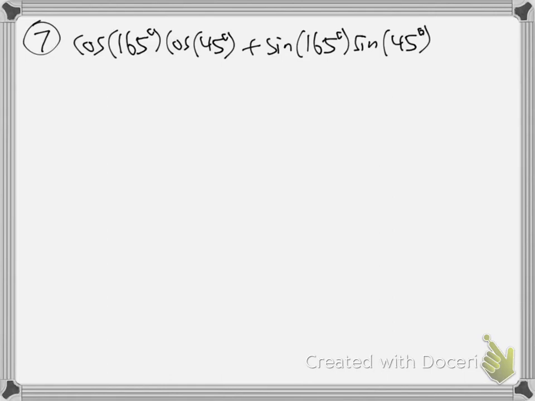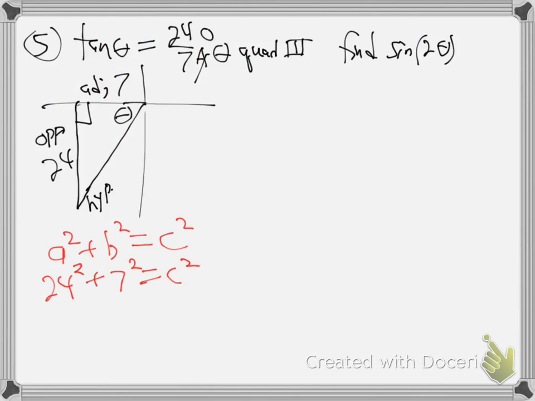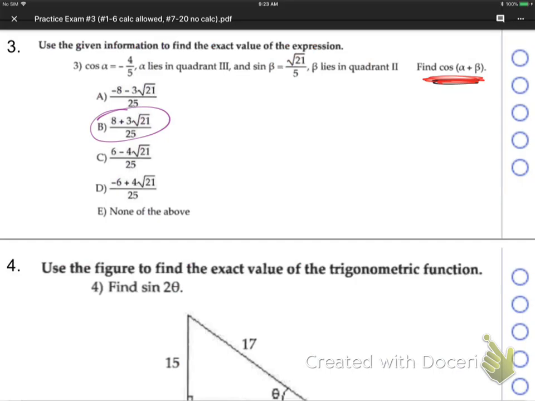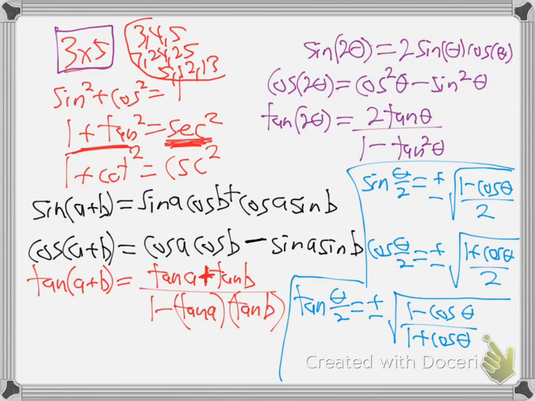Now, as you see that, what do you think of when you see that? Cosine, cosine, sine, sine. Let's look back at our 3x5 card. So we see this and we go, what are we even supposed to do with this? Somewhere, where do we see cosine, cosine, sine, sine? Yeah, right here. Right there. So cosine, cosine, sine, sine is cosine of A plus B.